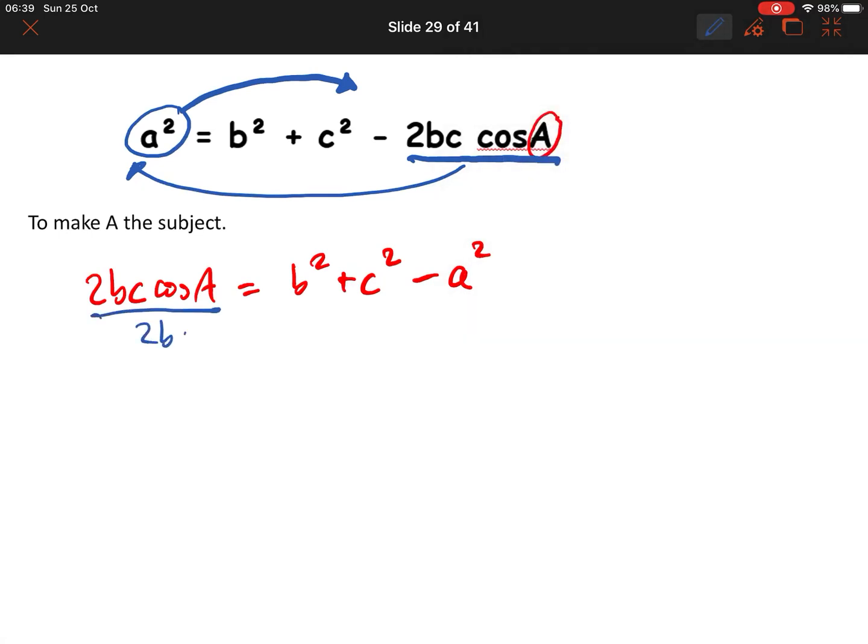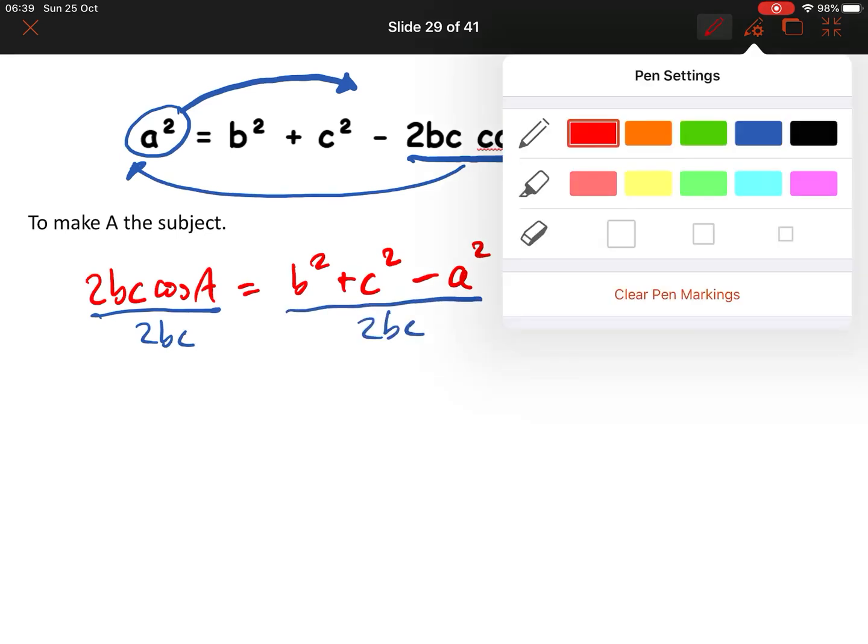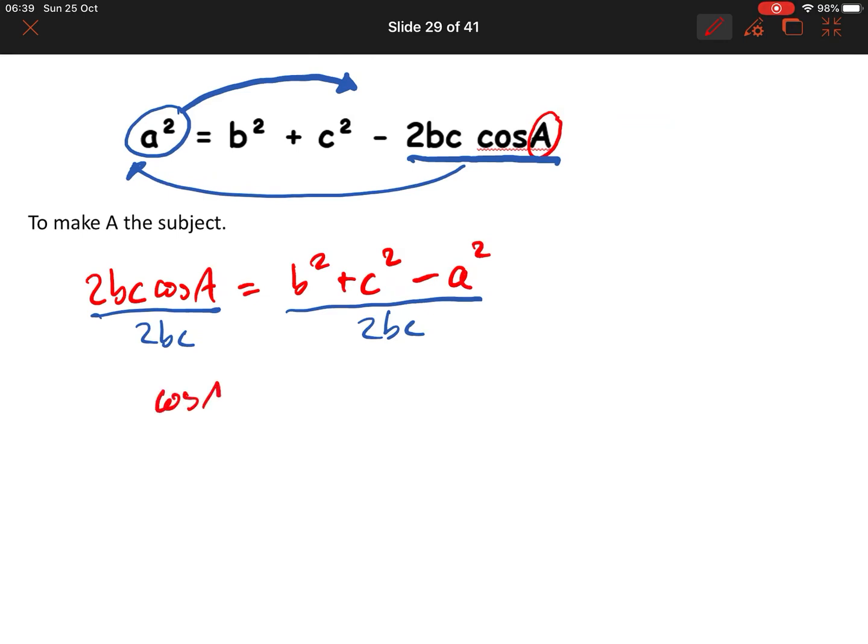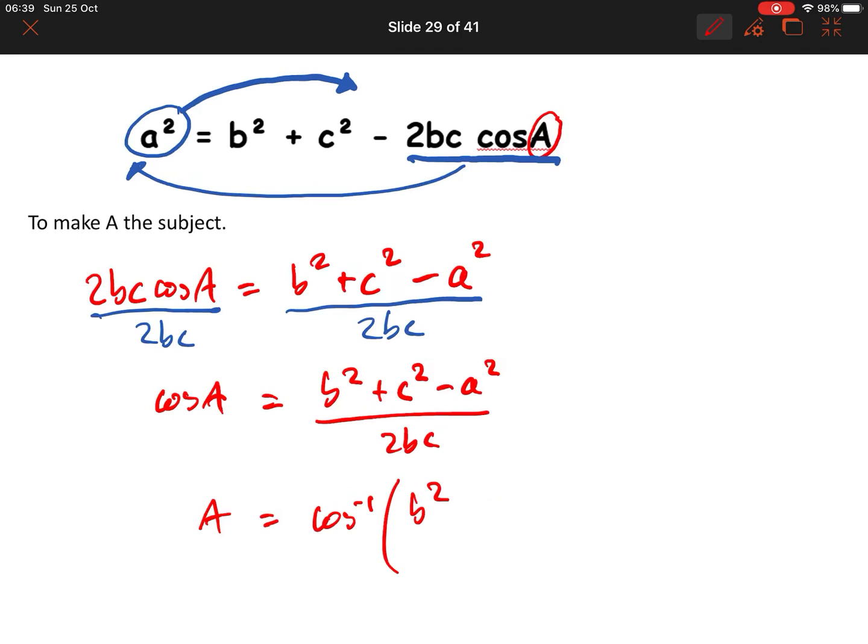Then divide both sides of my equation by 2bc. Okay, we're going to end up with cosine A is equal to b squared plus c squared minus a squared all over 2bc. And now how do I make capital A the subject? Well, if I want to get rid of a cos, I have to do shift cos. So A is equal to cosine to the minus 1 of b squared plus c squared minus a squared all over 2bc.